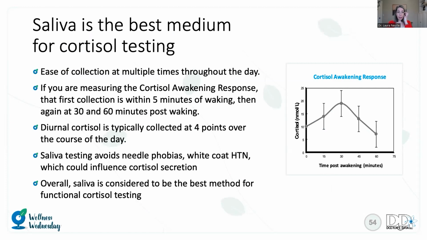Okay, saliva is the best medium for testing cortisol, just because you can have that ease of collection multiple times throughout the day. If you want to add on a cortisol awakening response, that's a really nice way to get within 5 minutes of waking, which really isn't possible in a laboratory or phlebotomy setting. And then again, at 30 and 60 minutes, you can have a really detailed view of what's happening there with the HPA axis. Usually we're looking at 4 points over the day with the diurnal cortisol, but we're adding on those additional points to see the cortisol awakening response. And again, you're avoiding needle phobias, white coat hypertension, which can, arguably, influence cortisol secretion.